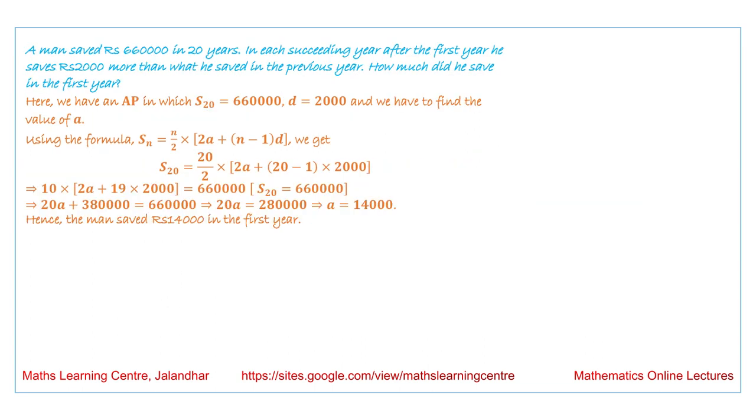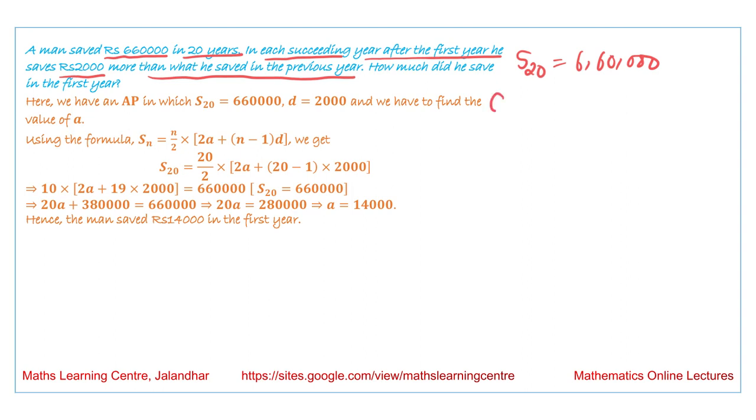Next we have, a man saved rupees 6,60,000 in 20 years. It means the sum he has saved in 20 years is 6,60,000. In each succeeding year after the first year, he saved rupees 2,000 more than what he saved in the previous year. So suppose in the first year he saved A, next year he saved A plus 2,000, and likewise he continued. So the first term is A, and the common difference D is 2,000.